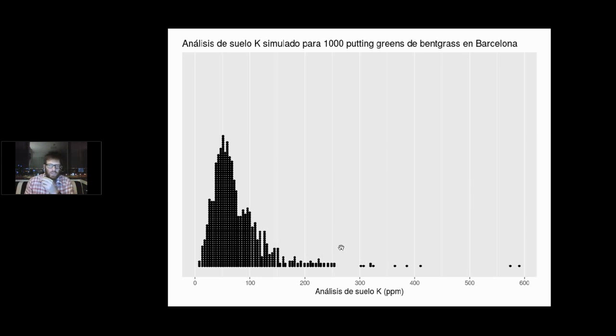If you remember, the median value in the Global Soil Survey was 61 parts per million. So what I've done here is simulated 1,000 putting greens and then piled up all those black dots at the point where that green was at. So these are 1,000 greens piled up, and a lot of them are around 60, 70, 80. That's where the peak is, but they're distributed from 0 to 600.